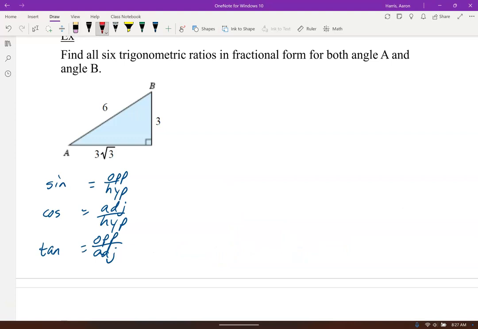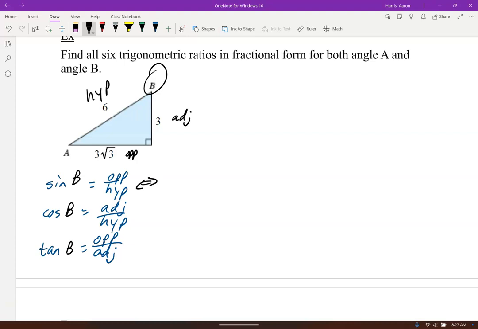Alright, so now angle B. Oh heck, another hour of algebra, but now angle B is up here. So the side opposite would be that 3 root 3. Here's opposite. And the leg adjacent, right next to it, would be right there. That would be the 3. And the hypotenuse stays the same. It's always opposite the 90 degree.